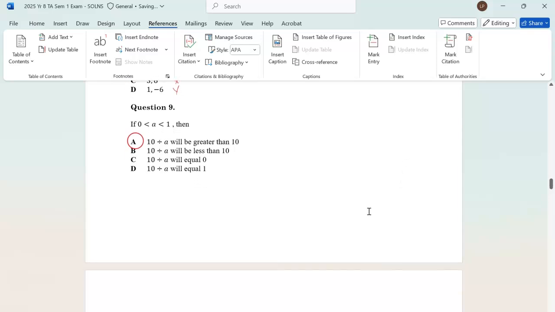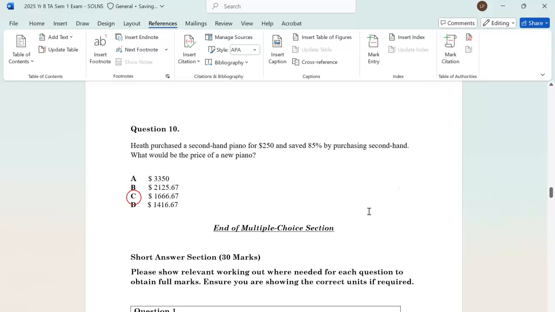And question 9, if 0 is less than A and A is less than 1, then which of these statements is true? Has to be A. 10 divided by 8 will be greater than 10. Has to be the others. Don't stand up. All right, question 10.